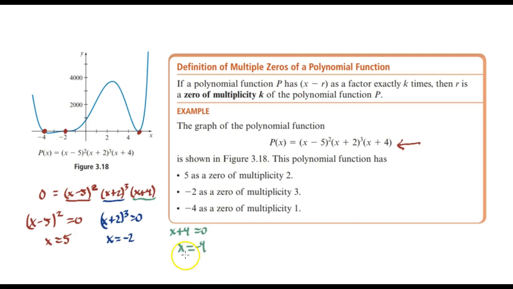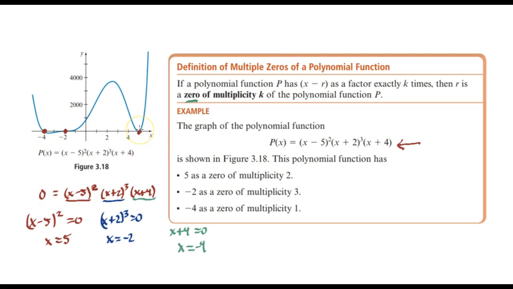So as you can see, those are the three x-intercepts, which gives us the zeros of our function. And that's how we get the word zero, based on where the function is equal to 0, where it crosses the x-axis, another way of thinking of it.